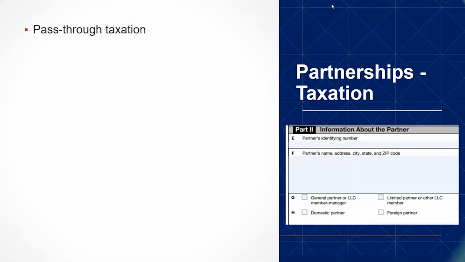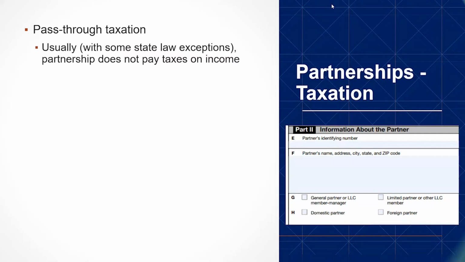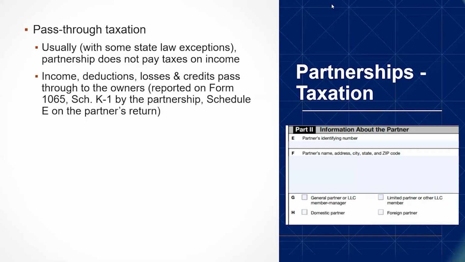How are partnerships taxed? Well, they're basically pass-through entities, meaning that revenue minus expenses and certain other items, such as credits and charitable deductions, are passed through to the partners on a Schedule K-1 that's attached to the partnership return, which is referred to as Form 1065. So usually, with very few exceptions, some state law exceptions, partnerships do not pay tax on their income.